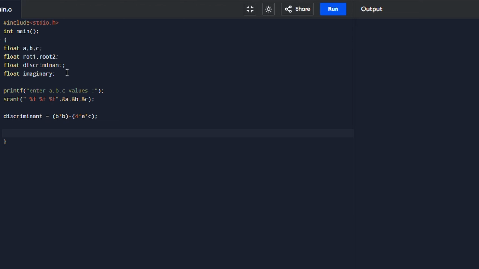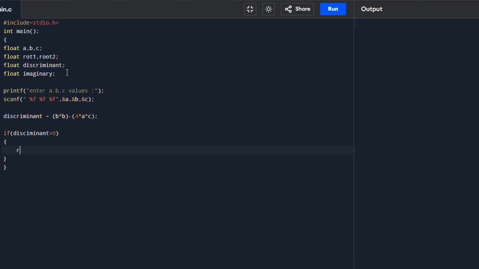Now let us check the nature of roots. The first condition is if discriminant is greater than 0, that is positive. The roots become like, we use the quadratic formula directly.